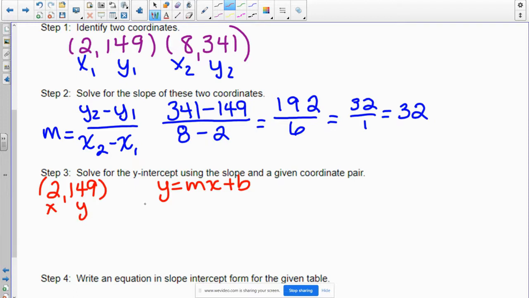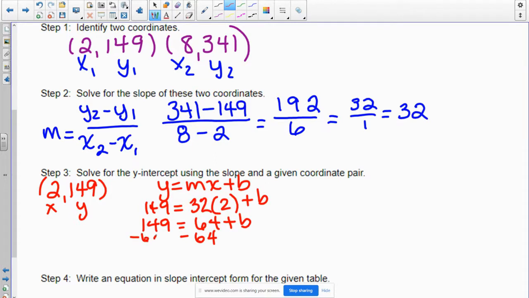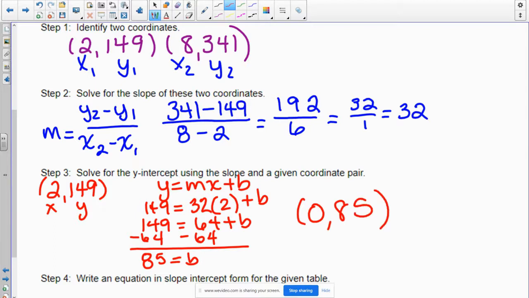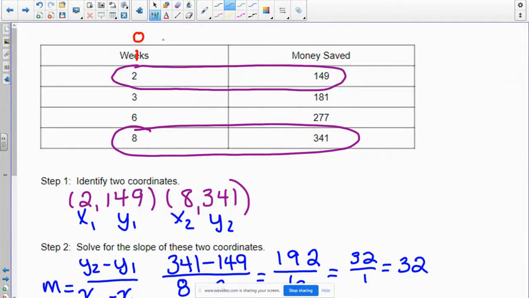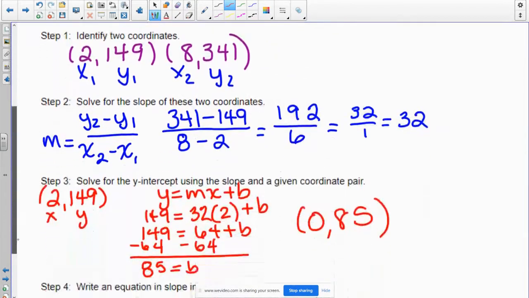Okay, so y is 149. My slope is 32. My x was 2, and my y-intercept is b. So 149 equals 32 times 2, which is 64, plus b. Again, we're looking for this b, this y-intercept. Subtract 64, because I need to get rid of the 64 on the side with the b. So 149 minus 64 is 85. So my y-intercept, if I wrote it as an ordered pair, would be (0, 85). Again, if you want to work it backwards, you would have found that same thing in the table.